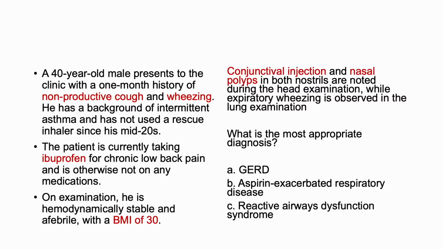The patient is currently taking ibuprofen for chronic back pain since a week ago and is otherwise not on any other medications. On examination, he is hemodynamically stable and afebrile with a BMI of 30. Conjunctival injection and nasal polyps in both nostrils are noted during the head examination, while wheezing is observed in the lung examination. What is the most appropriate diagnosis?